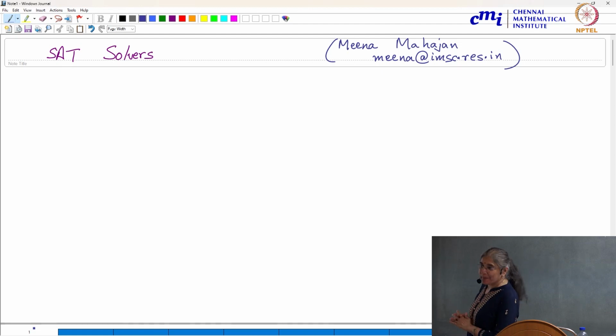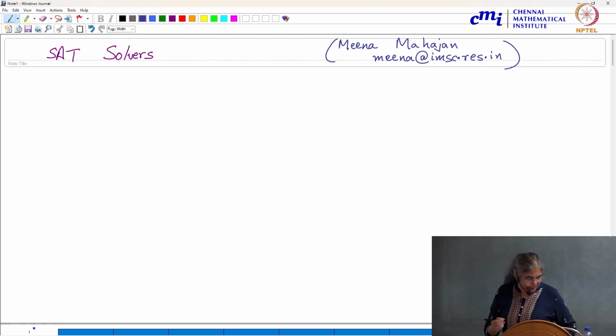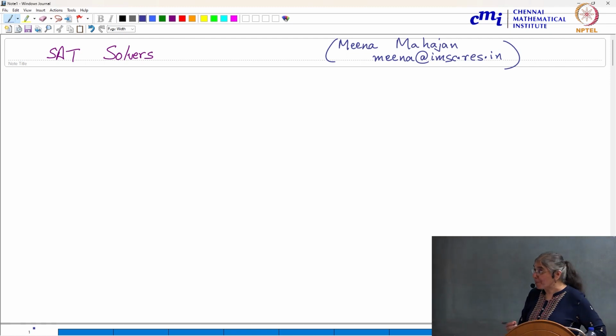I'm going to talk a little bit about SAT solvers and how they run. I don't want to assume that you know what a SAT solver is, but even before I start describing how SAT solvers run, let me try and describe one particular problem which was solved using SAT solvers. So here's the question.